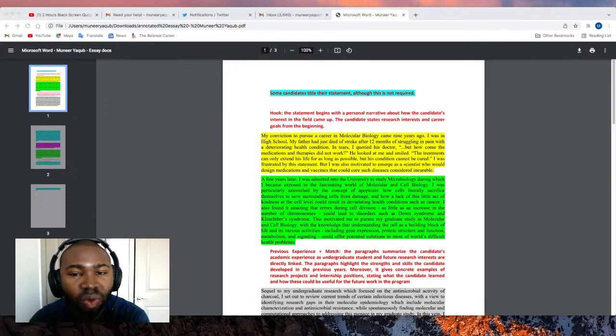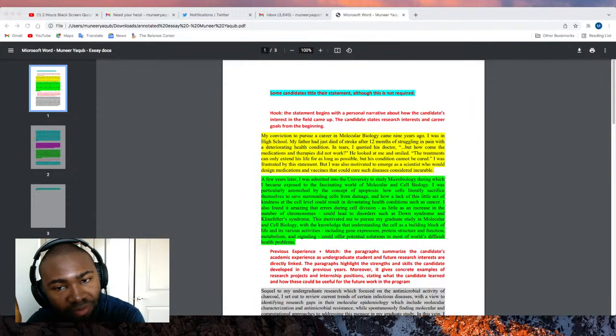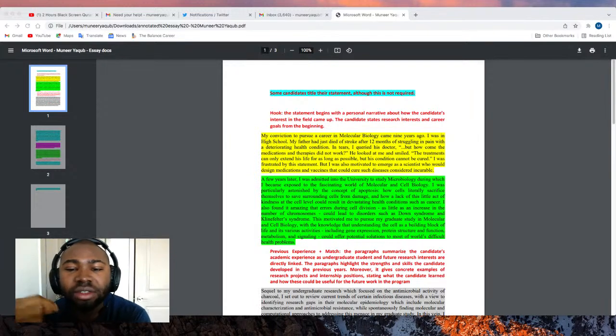So why molecular biology? Because I wanted to study molecular biology, right? So I told them that I didn't just wake up and say I want to study molecular biology. I'd been dreaming to pursue that career for about 9 years. That alone shows them that this person has passion for this, not just because they were told to come and study the program. So then I told my story.